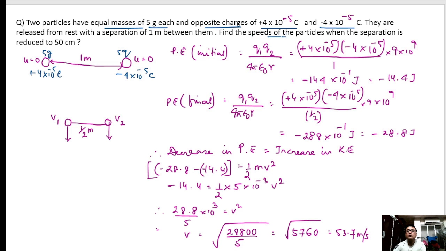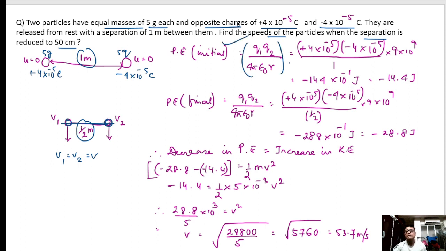Find the speeds of the particles when the separation is reduced to 50 centimeters. So initially they were at rest, and now when they come close to a distance of half meter, they are asking what were the speeds of both of them. So definitely if they were moving together, their speeds would be the same. That means V1 is equal to V2 is equal to V. Now the distance has reduced to half meter. It was 1 meter. So what was the initial potential energy between the two?